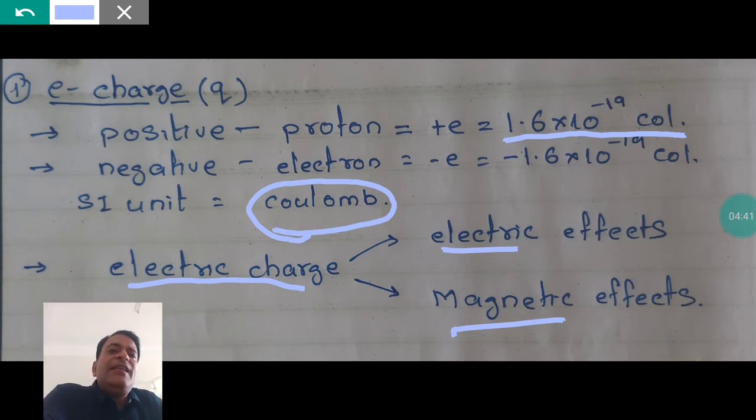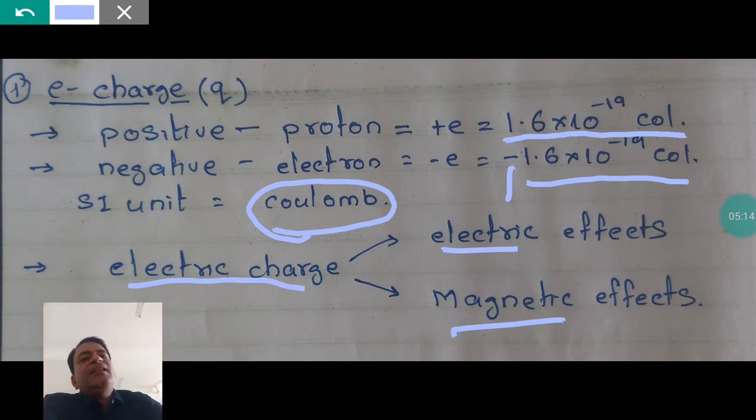So what exactly is the charge of a proton? It is 1.6 into 10 to the power minus 19. That means it is very, very small in magnitude. Similarly, what will be the charge of an electron? It will have the same magnitude, that is 1.6 into 10 to the power minus 19 coulomb, but the sign will be negative. Why negative sign? Because protons have positive charge and electrons have negative charge.